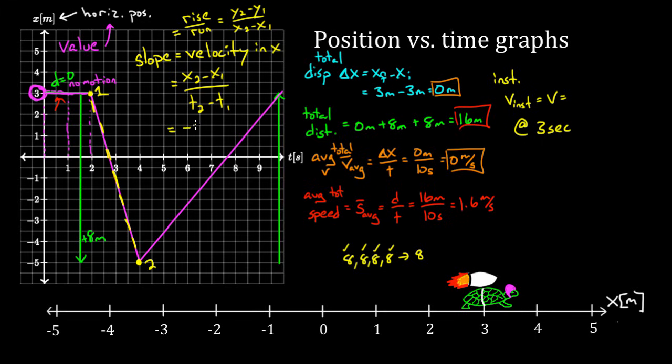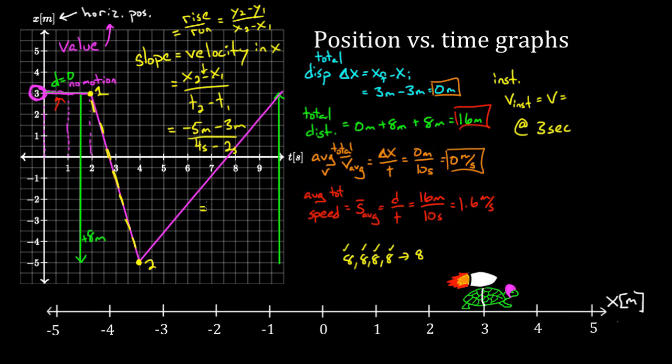That's -5 meters minus x1. That's this. Don't make x1 4. That's a time, that's not a position. So at point 1, the horizontal position was 3, so +3. But the negative's here because the negative's in the formula. And then divided by time 2, that was 4 seconds, and minus t1 was, let's see, 2 seconds.